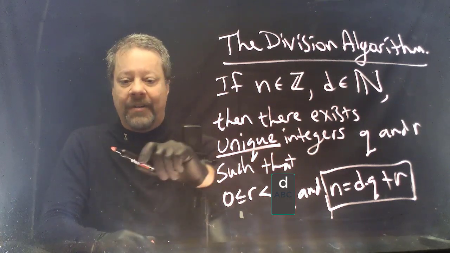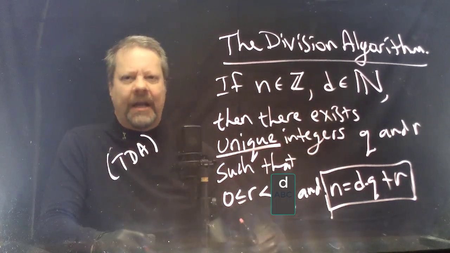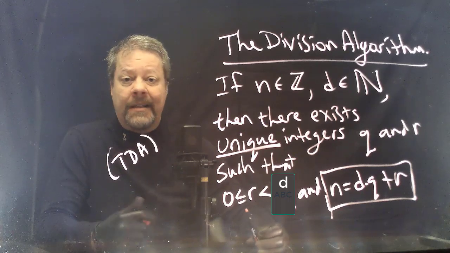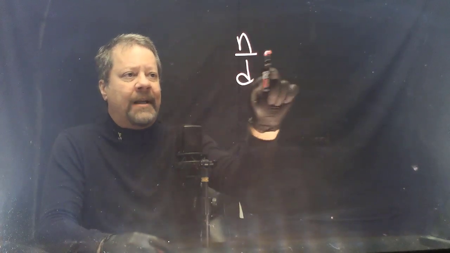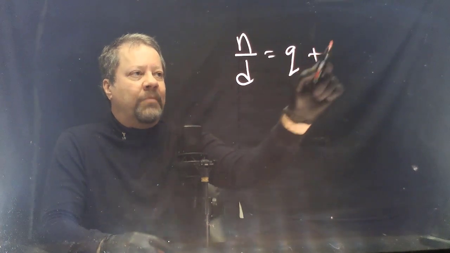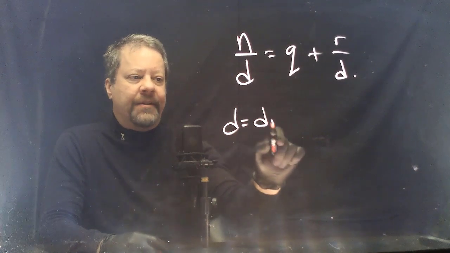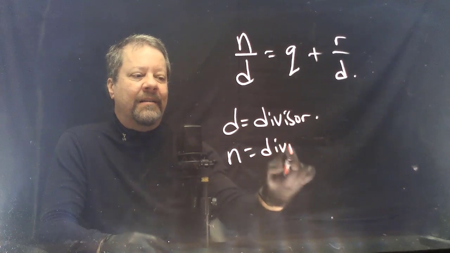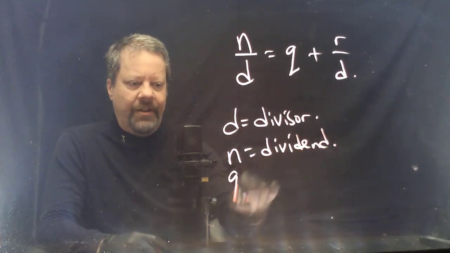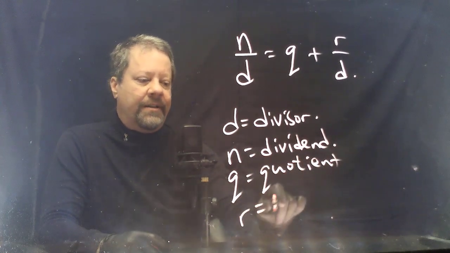The division algorithm will often be denoted by TDA, and it should be noted that the division algorithm is not really an algorithm. There are names to all the parts of this division. Numerator divided by denominator is the quotient plus remainder divided by denominator. d is called the divisor. n is the dividend. q is, of course, the quotient, and r is, of course, the remainder.